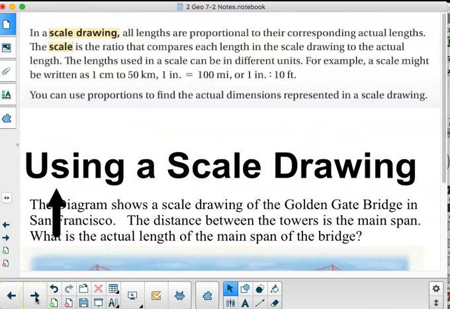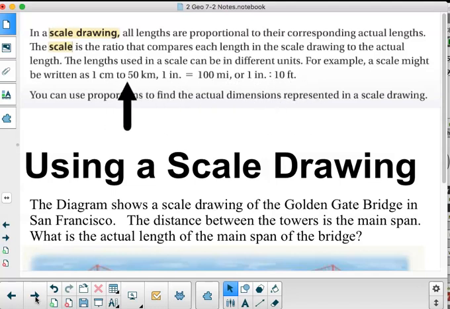Now, let's talk about scale drawings. In a scale drawing, all lengths are proportional to their corresponding actual lengths. The scale is the ratio that compares each length in the scale drawing to the actual length. The lengths used in a scale can be in different units. For example, a scale might be written as 1 centimeter to 50 kilometers, or 1 inch is equal to 100 miles, or 1 inch is to 10 feet.